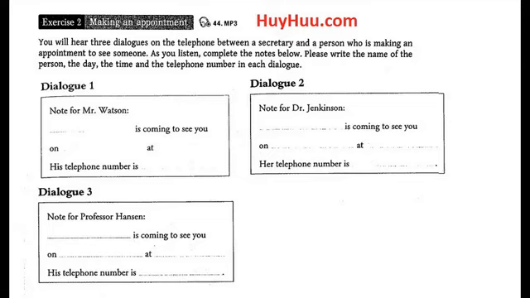Dialogue 3. Hello, can I help you? Yes, I'd like to see Professor Hansen on Tuesday, please. Who is speaking? David Bell. Yes, would 3:30 be convenient? That would be fine. Many thanks. Mr. Bell, would you leave your telephone number, please? Yes, my number is 859-7783. 859-7783. Thank you.